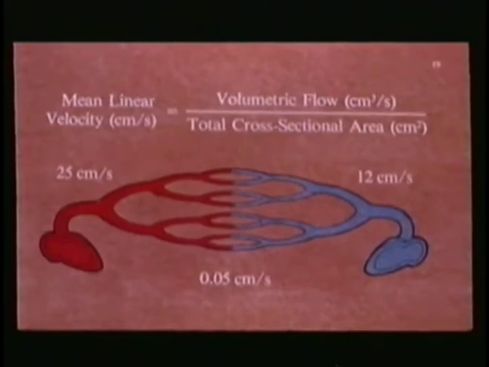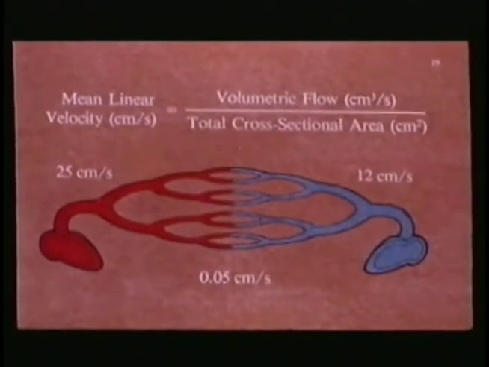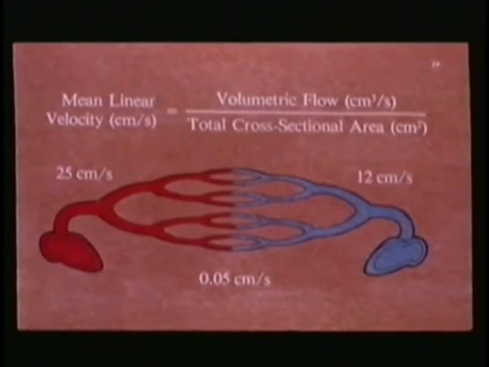19. While the total flow through every generation is equal, the mean linear velocity of flow varies throughout the vascular system. This is because mean linear velocity is equal to total volumetric flow divided by the total cross-sectional area, and the total cross-sectional area changes markedly in the vascular network.